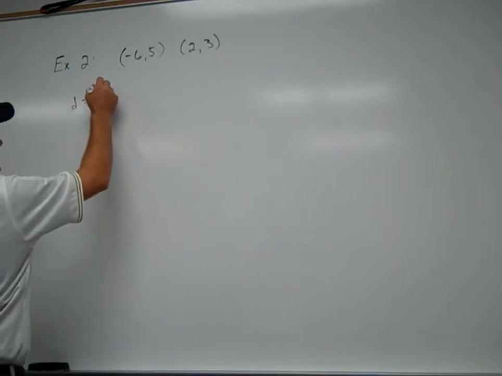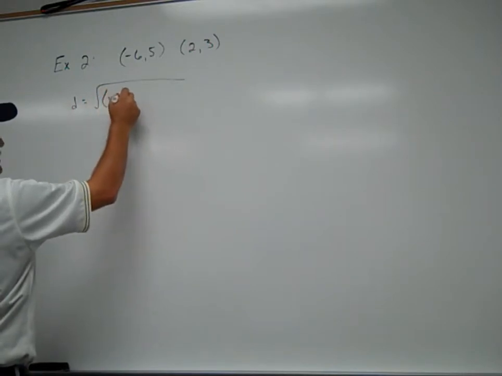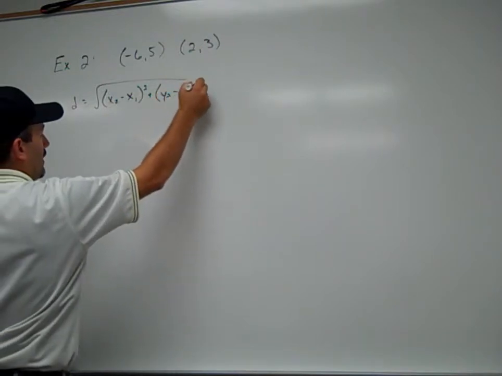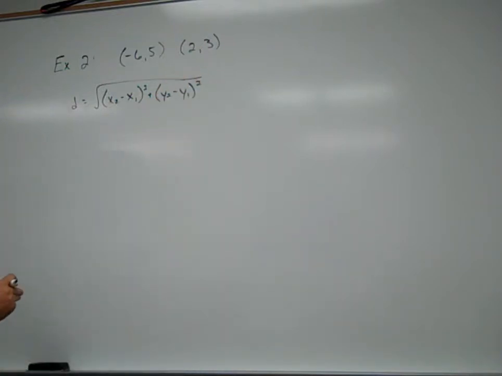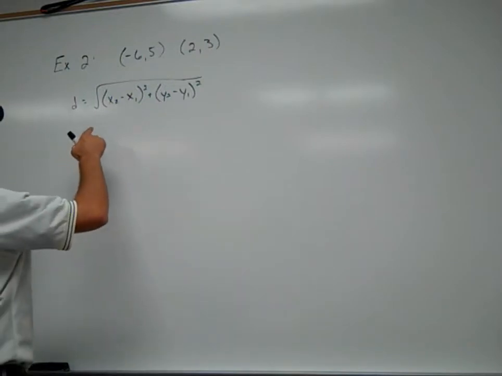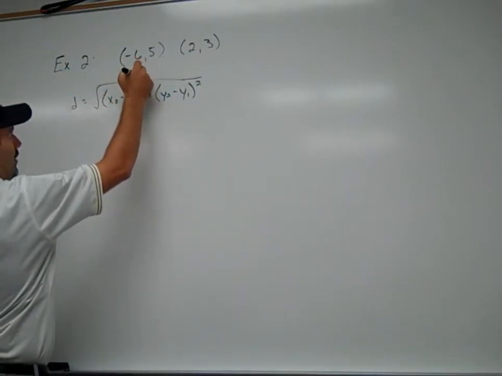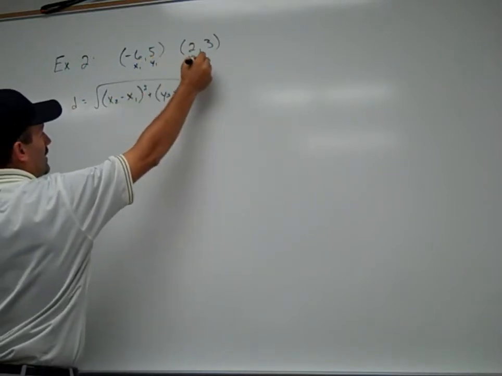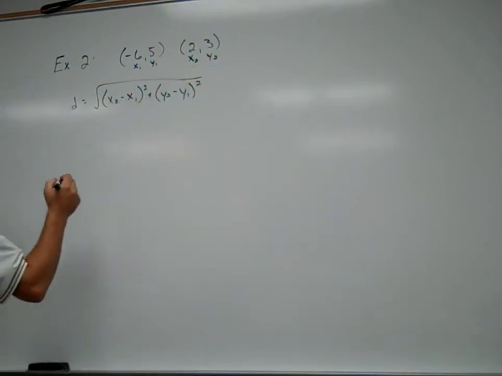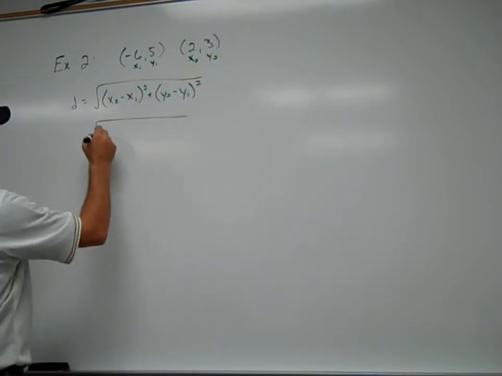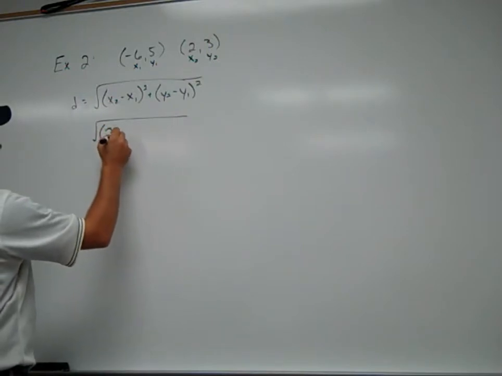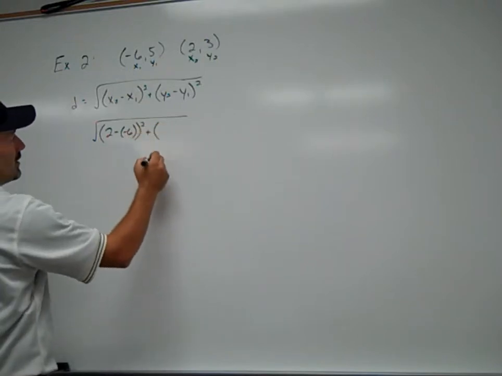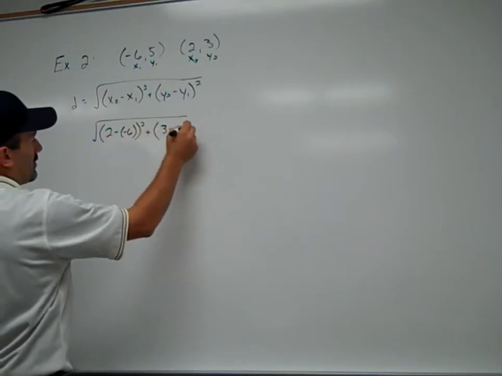The distance formula is the square root of (x2 minus x1) squared plus (y2 minus y1) squared. And so really all we have to do is plug these numbers in. So our first step, remember that this is our x value and an x value, so let's just call that x1 and that x2. That means this would be y1 and this would be y2. So plugging these values in, we're going to have the square root of (2 minus negative 6) squared plus (3 minus 5) squared.